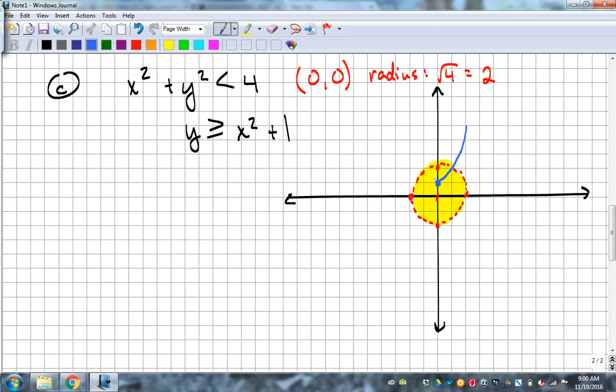Yeah, I'm not looking to be just incredibly picky here on this particular set of stuff. And I used a solid line. Was that right? Yeah, because it's got an equal to mark. Now we need to test on shading. Can I use the origin to test? Does the parabola go through the origin? No, so that means I can. So I'm going to plug in 0 and 0. So 0 greater than or equal to 1. No, so that's on the outside of the parabola.